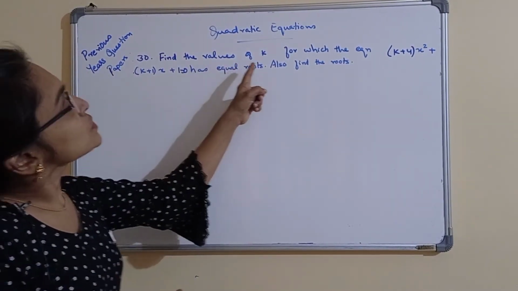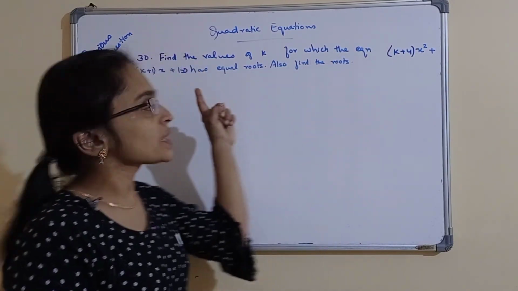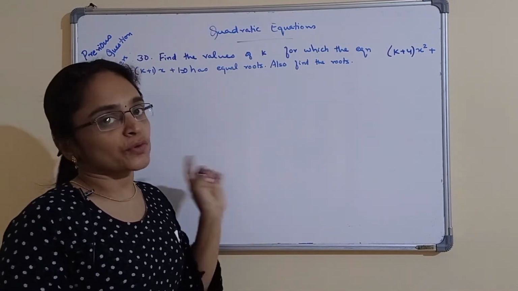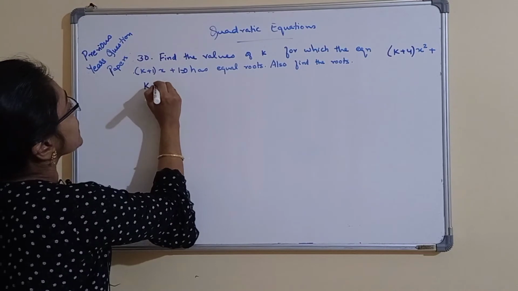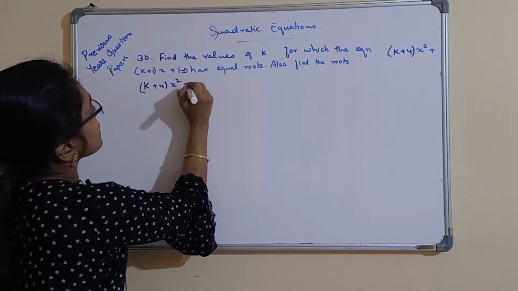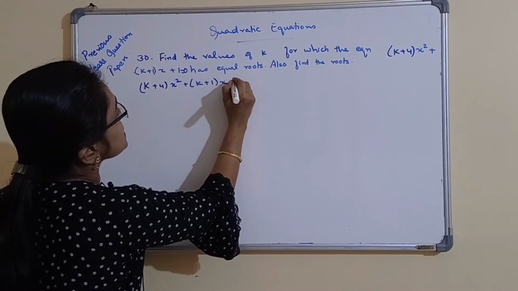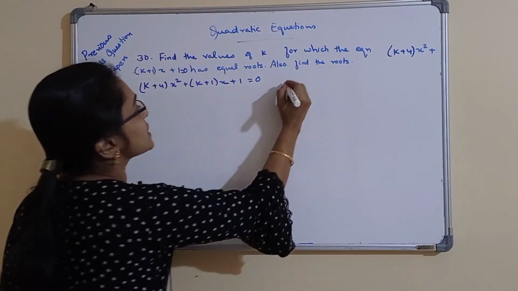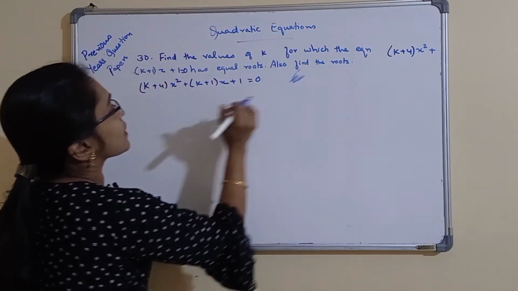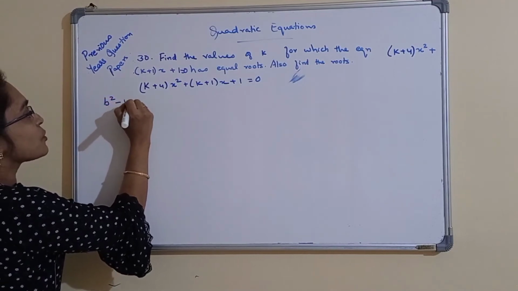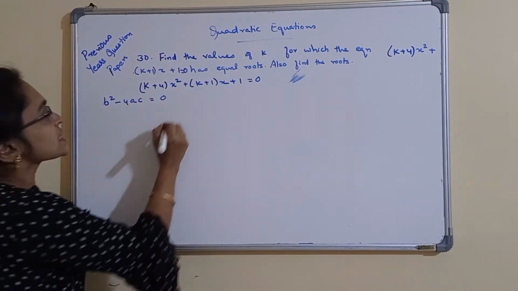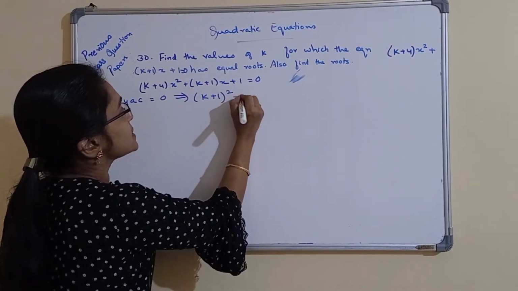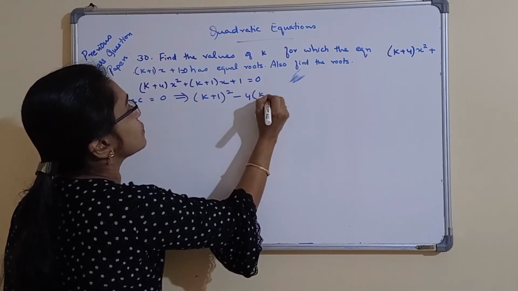Next one. Find the values of k for which the equation k plus 4 into x square plus k plus 1 into x plus 1 equal to 0 has equal roots. Also find the roots. So k plus 4 into x square plus k plus 1 into x plus 1 equal to 0. This is the quadratic equation. And it has equal roots means b square minus 4ac equal to 0, which implies b square is k plus 1 the whole square minus 4 into k plus 4 into 1.